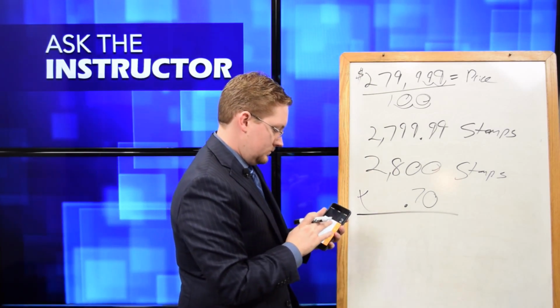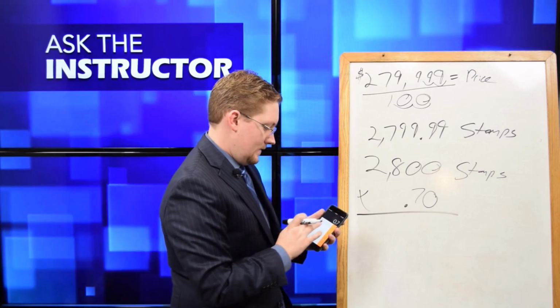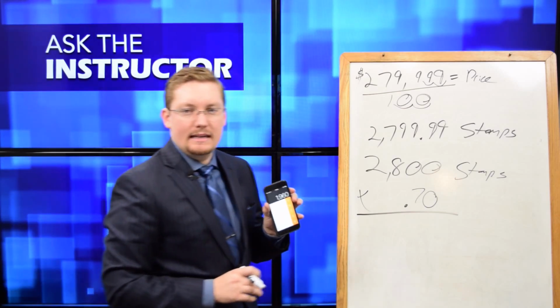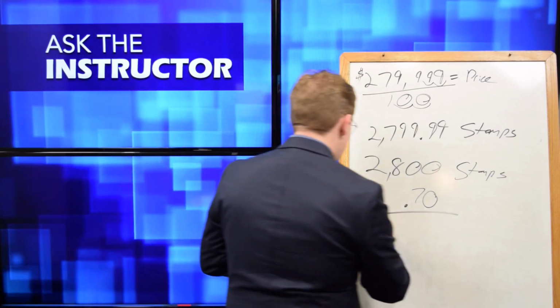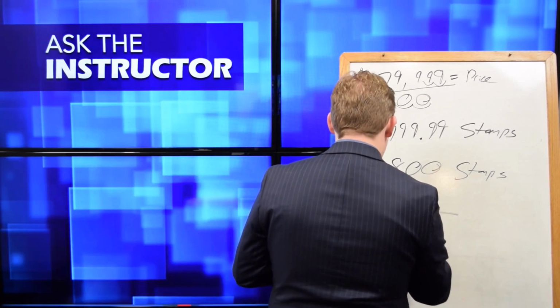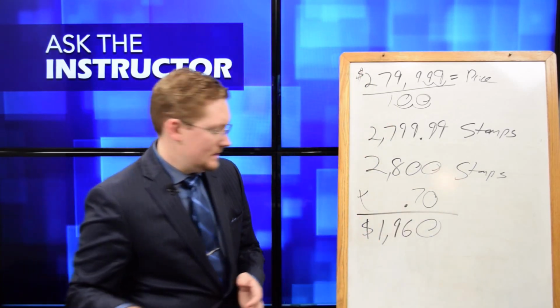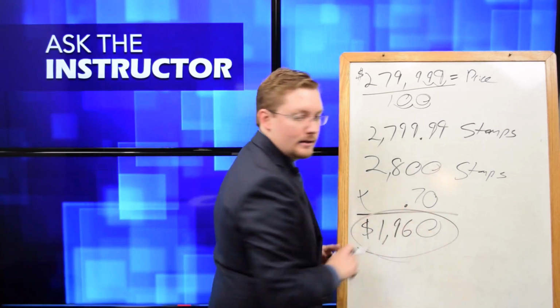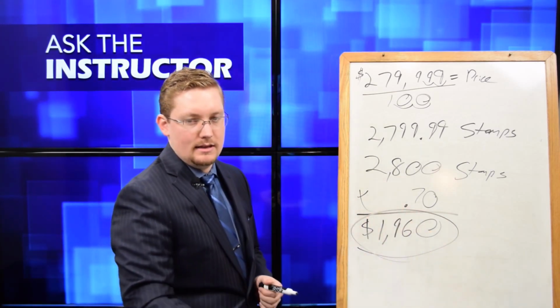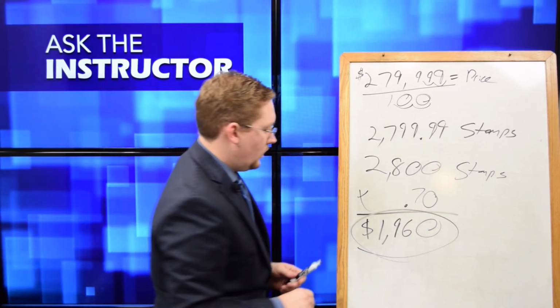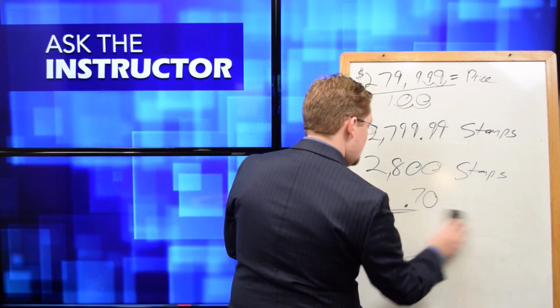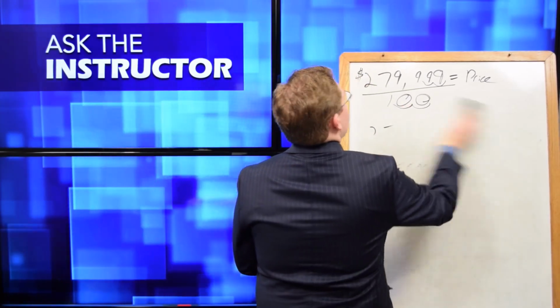2,800 times 70 cents. And we're going to get 1960. So $1,960 in stamp taxes. So that's how much we'd actually have to pay in taxes for this. Now let's try one more, and then we'll go ahead and take a quick break here.